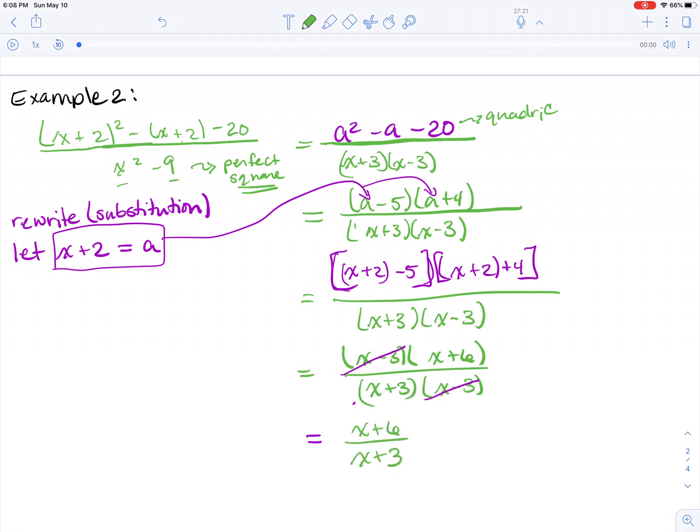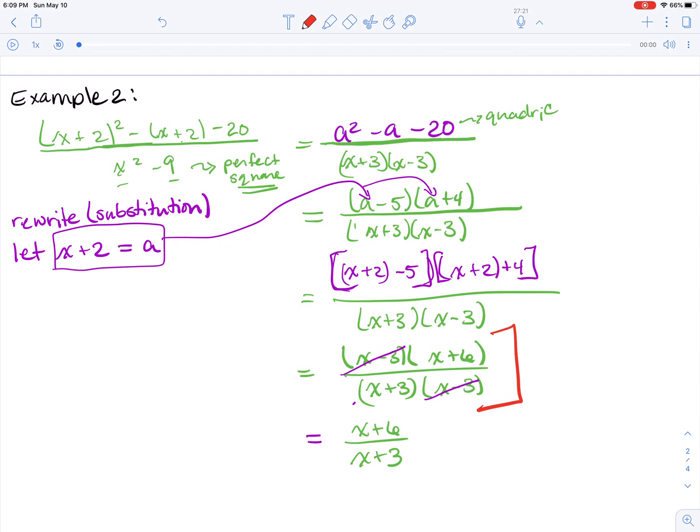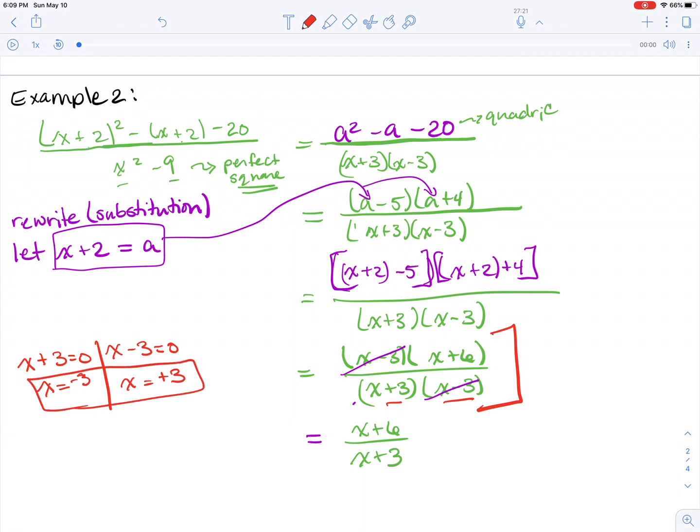Now for non-permissible values, which section do I have to go to? I'm going to go to the one right here. If I look, I have here and I have here. So I have x plus 3 equals 0, and I have x minus 3 equals 0. Gives me x equals negative 3 and x equals positive 3. So those are my two non-permissible values. So that means x cannot equal positive or negative 3. And that's my answer.